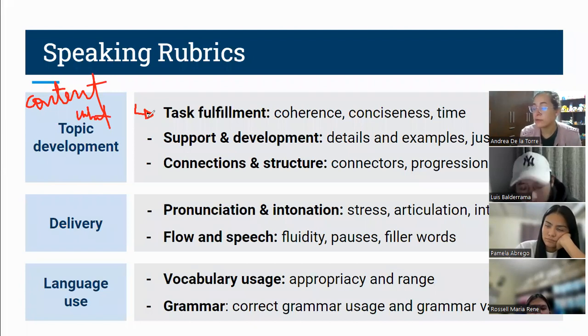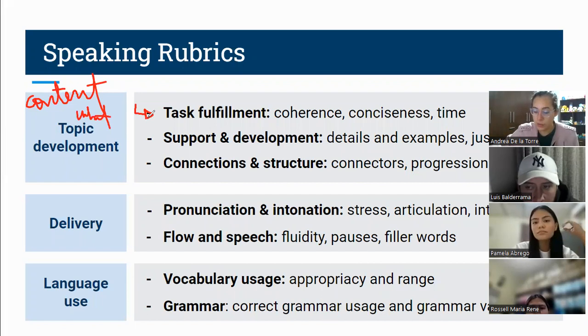Does anybody know what fulfill means? It basically means completing, right? When you fulfill a task, that means that you have actually answered the question. You're doing what they are asking you to do in the question successfully, right?